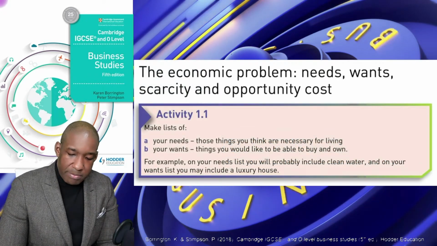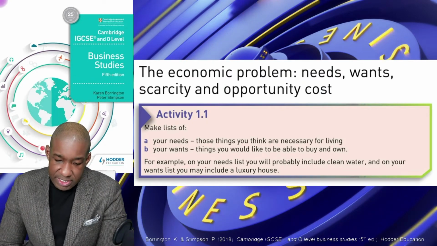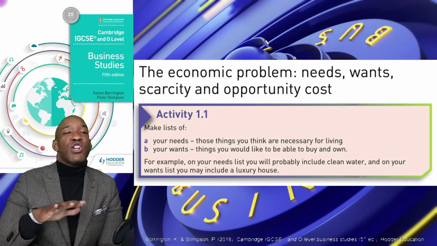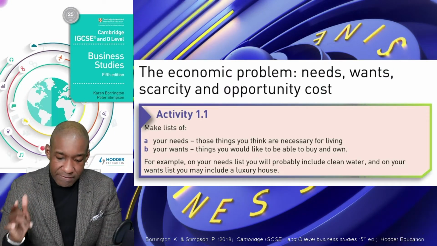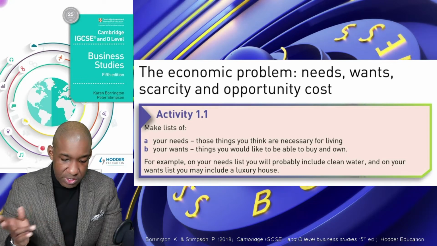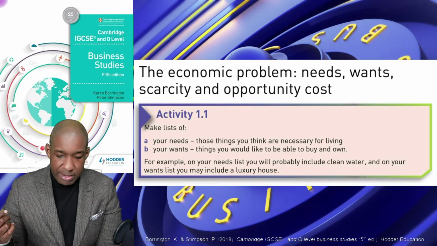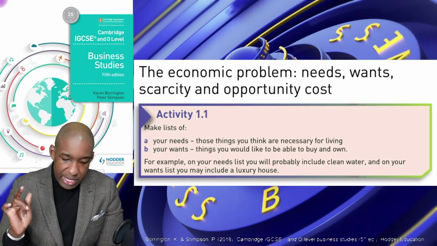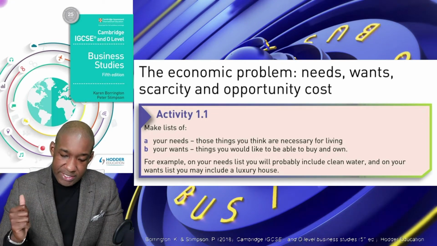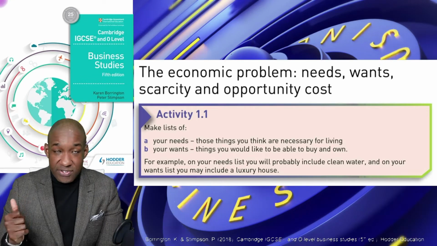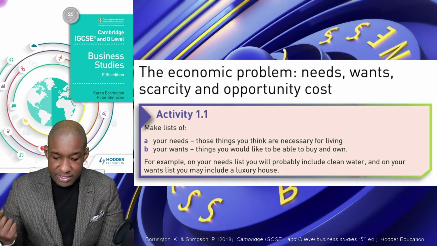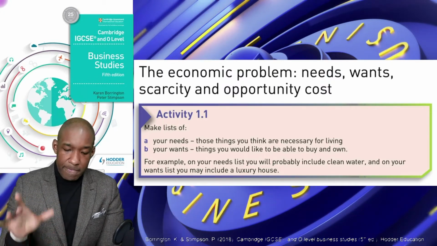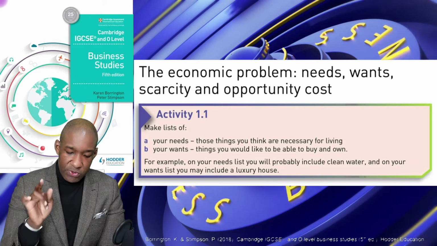The economic problem. Needs, wants, scarcity, and opportunity cost. So right away in your packets, before we even start anything else, you're going to be doing activity 1.1. On the first page, after the page where you put your name and your student ID number, activity 1.1 has you make lists of A, your needs. What do you actually need? Things that you think are necessary for living. You make that decision. I'm not going to give you any hints. It's up to you to write down what you think your needs are.